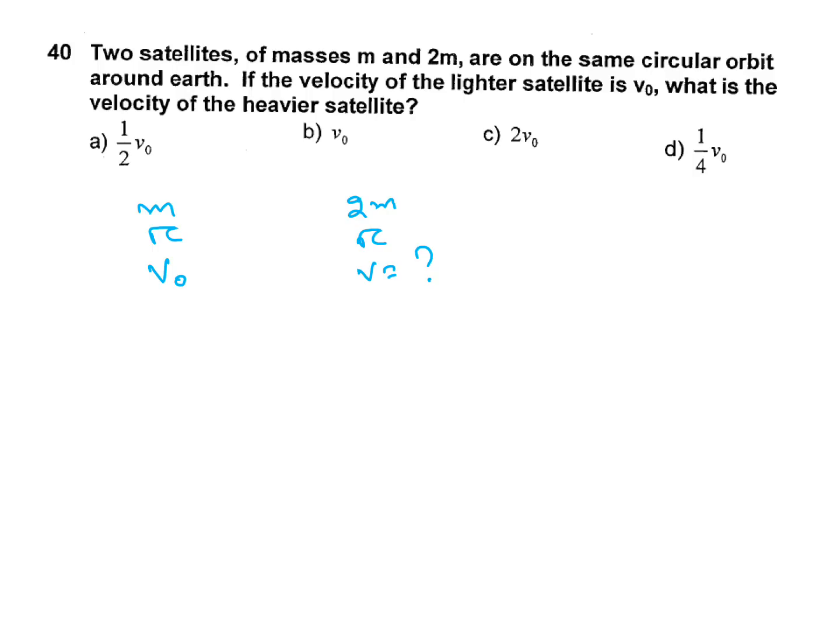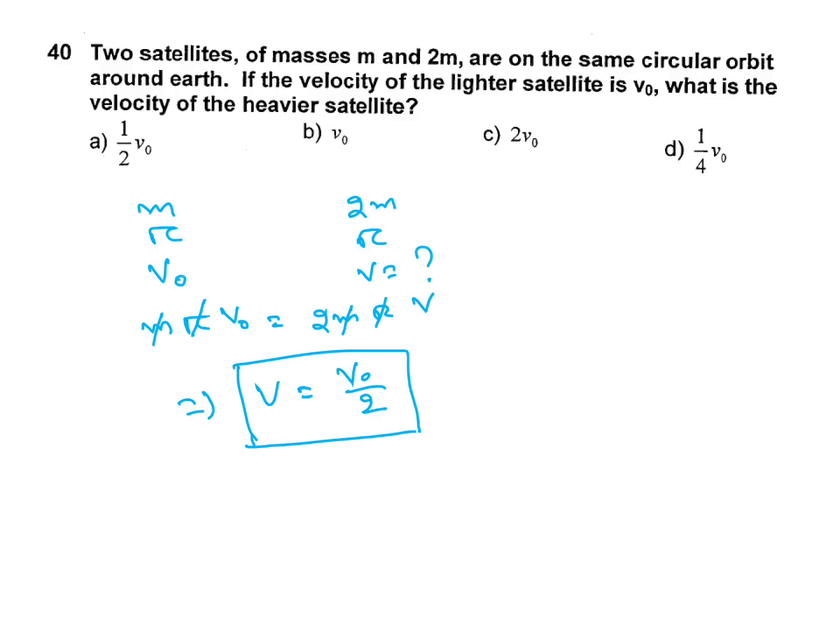So angular momentum, m v r: m r V0 is the same in both cases, equals 2m r into V. r cancels, m cancels, V equals V0 by 2. So A is our answer. This is rotational angular momentum, or moment of linear momentum.